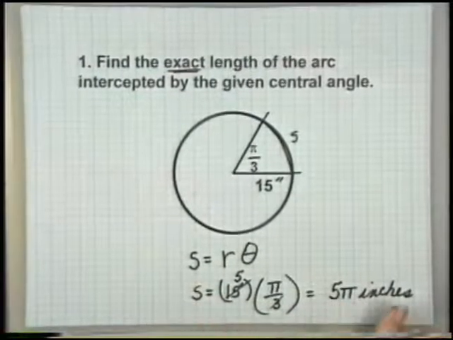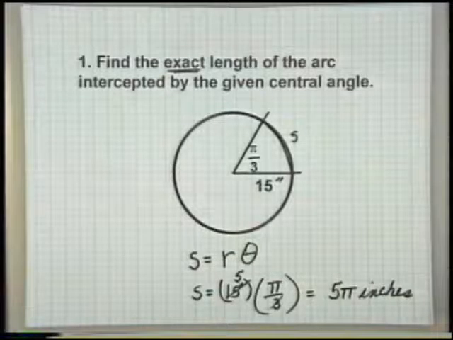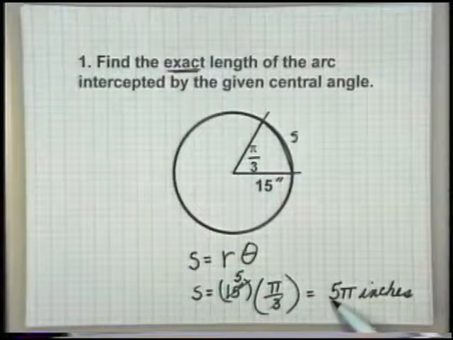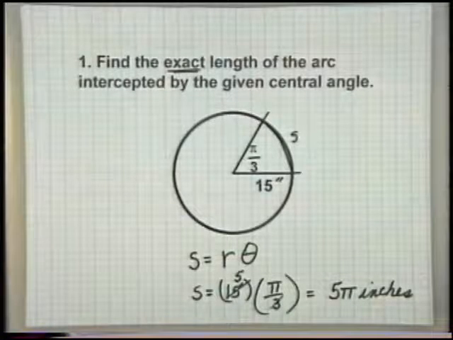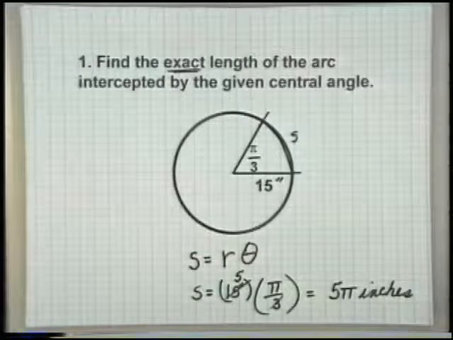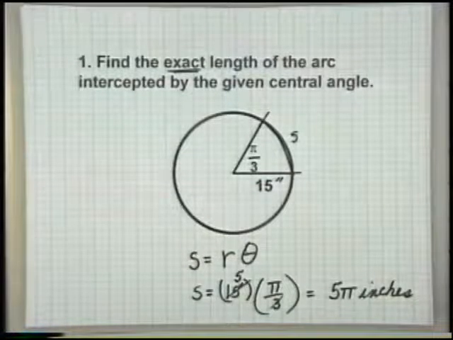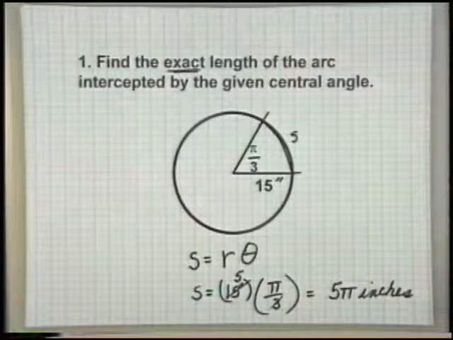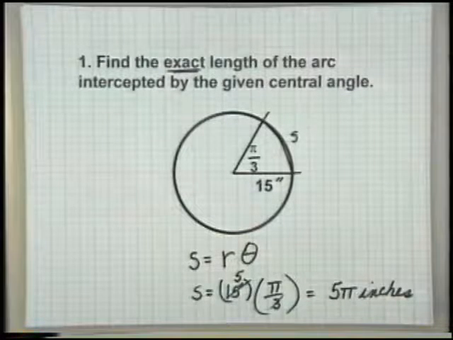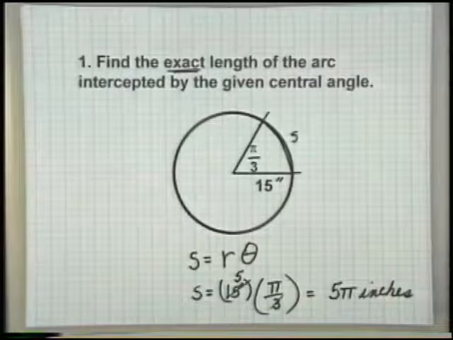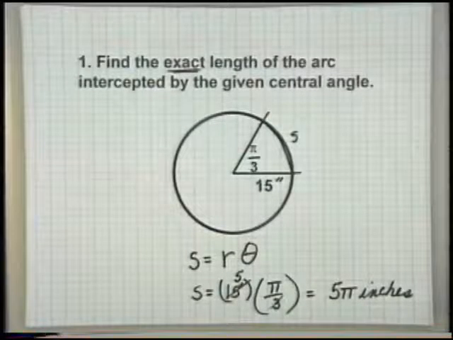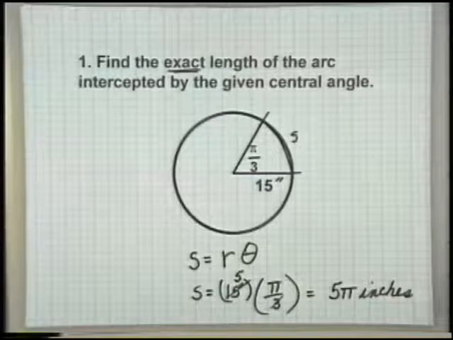Now very often we want you to leave it like that. If you want to use your calculator and take 5 and multiply it by pi, and be sure you use your pi button on your calculator, and round, then you could give the approximate value. So the approximate value here would be between 15 and 16 inches, but this would be our exact value.